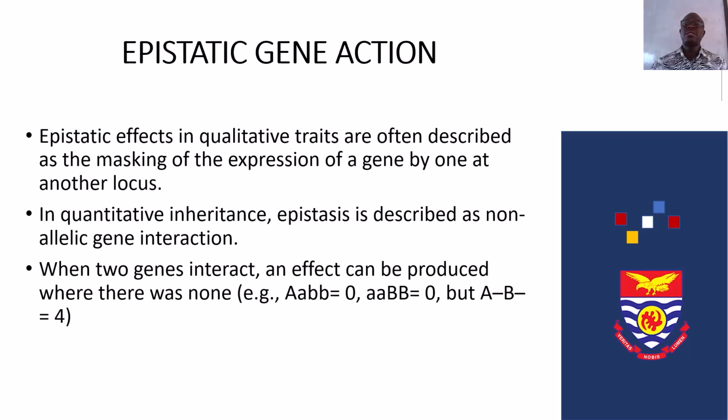Epistatic effects in qualitative traits are often described as the masking of the expression of a gene by one at another locus. In quantitative inheritance, epistasis is described as non-allelic gene interaction. When two genes interact, an effect can be produced where there was none. Example: dominant A, recessive B equals 0. Recessive A, dominant B equals 0, but dominant A, dominant B equals 4.